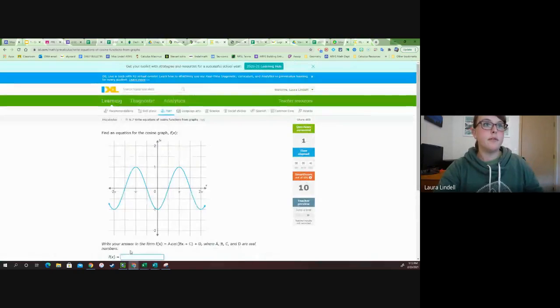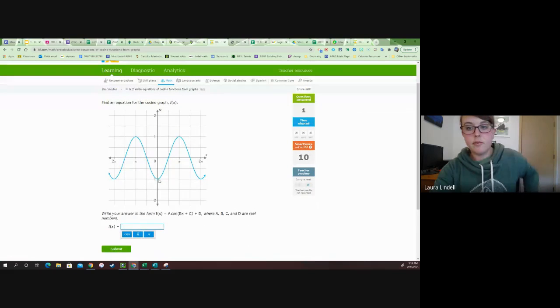The second one, though, does have a little bit that is changed. We notice that this one starts from the bottom instead. Other than that, the amplitude is still 1, so A is still 1. The period is still 2 pi, so we don't have to change anything with the period. There's still no phase shift or vertical shift. The midline is still 0. So this one is just negative cosine.